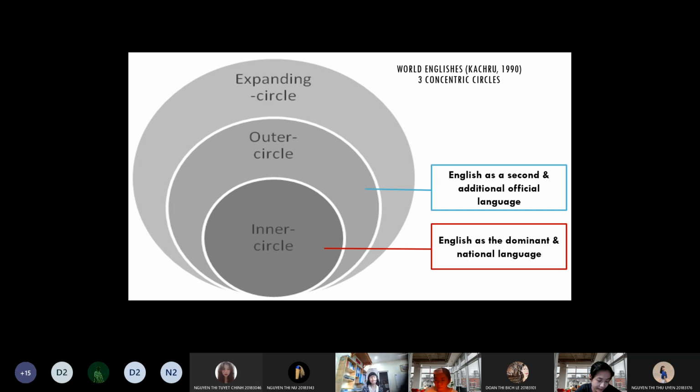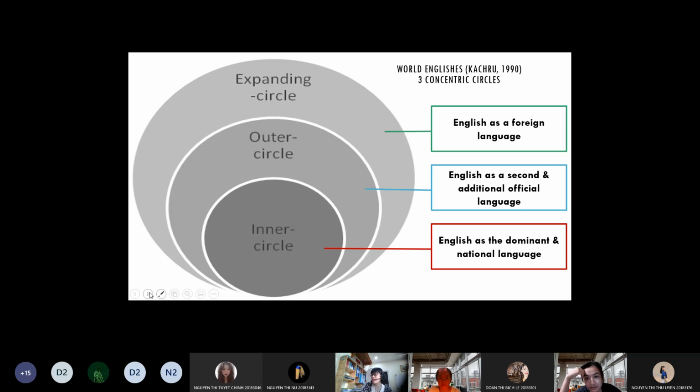So it is a little bit, in my opinion, sensitive to say that a language is the second language in Vietnam. So that's why the official status of English in Vietnam is one of the foreign languages commonly used in Vietnam. So that's why Vietnam is in the expanding circle, where English is used as a foreign language. Well, this has implication for English language teaching. Why?